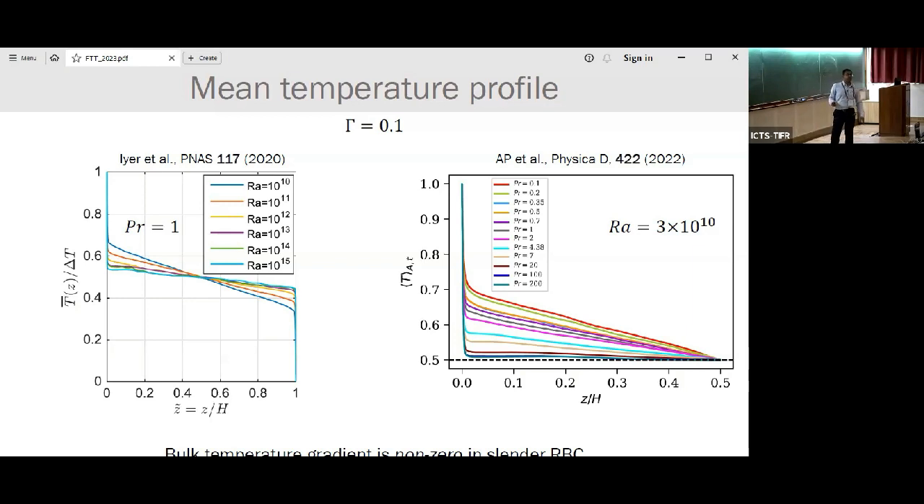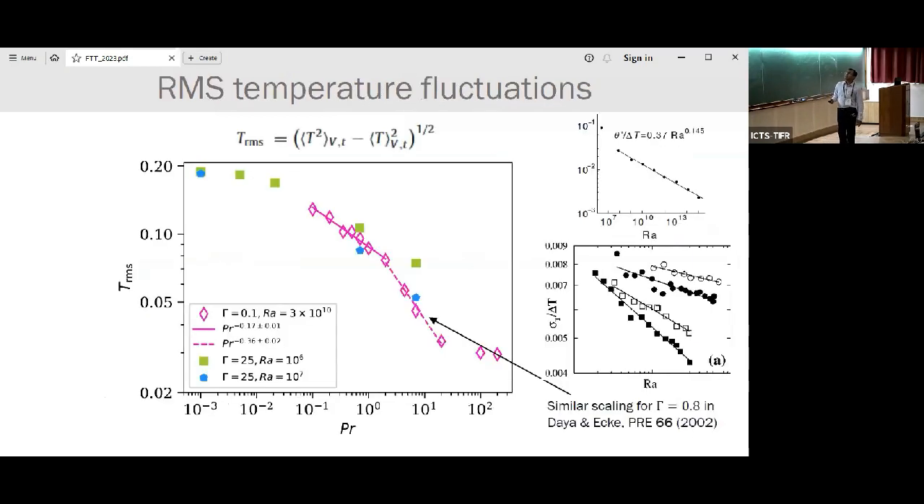So the configuration is not very similar. We are still at 3 times 10 to 10 in Rayleigh number, and there is a mean temperature gradient. So it's slightly different than the canonical Rayleigh-Bénard model, where the flow is horizontally extended.